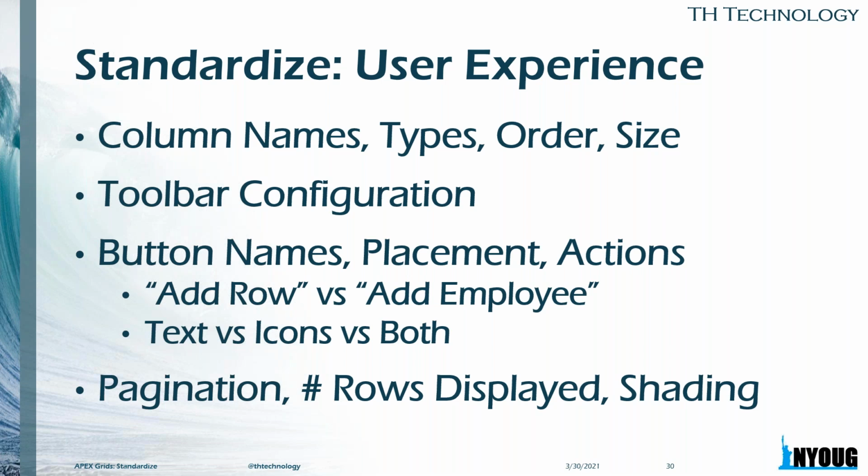Use the same pagination, use the same region height if you're using scroll there. Use the same number of rows displayed. Use the same shading. People get used to seeing alternate row shading. If you have it in half your reports and not the other, then they're going to say, why? Why? Because that's our job.